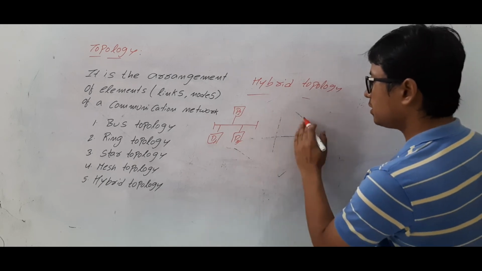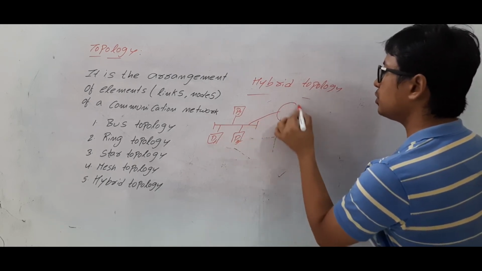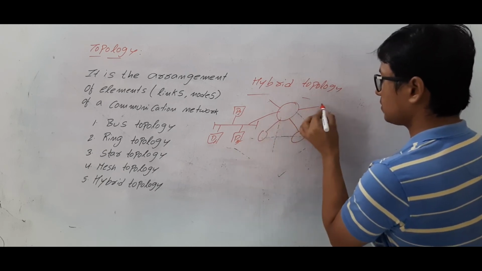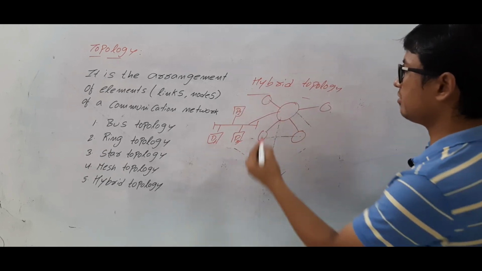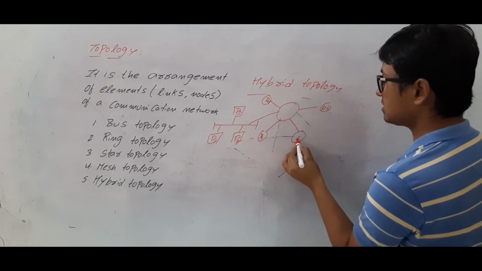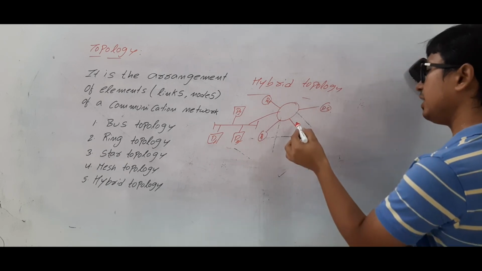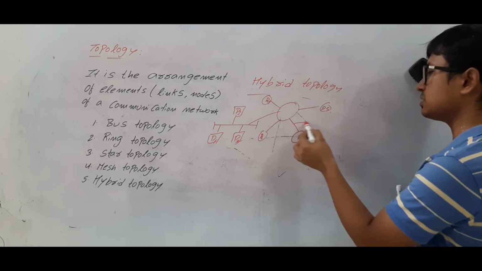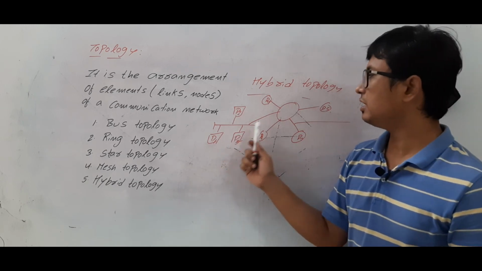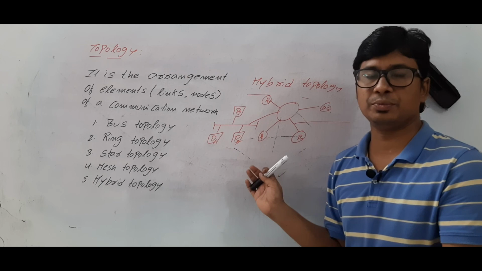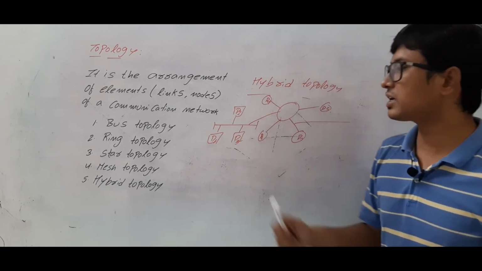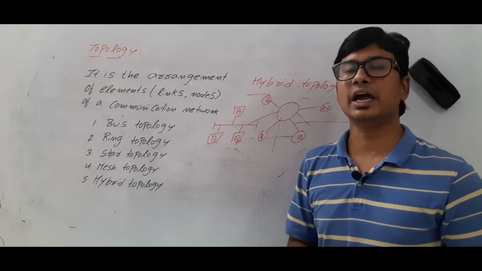Now we can have a star topology like this. I have device 4, device 5, device 6, device 7. And then I can have some other topology, like a mesh topology. So we have a bus topology connected with some star topology, and that star topology connected to some other topology. This kind of topology we call a hybrid topology.